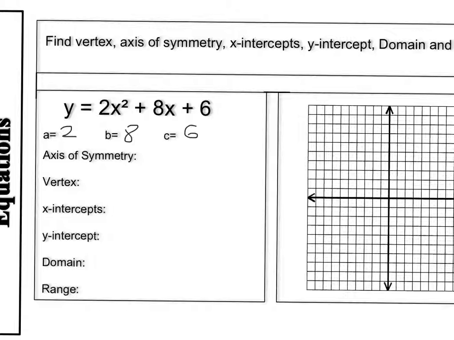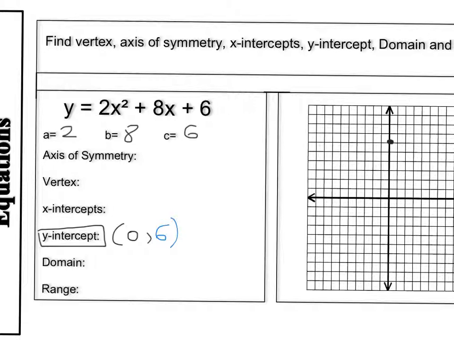Now my y-intercept is going to be my constant, because if I plug in a 0 for the x, 2 times 0 is a 0, 8 times 0 is a 0, so all is gone. The only thing that will be left is going to be the 6, so the y-intercept is going to be 6. Let's plot that.